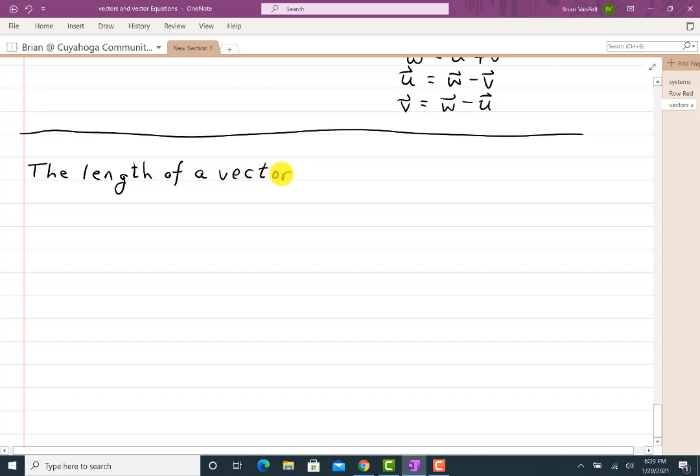The next topic is the length of a vector. How long is it? That's all we're asking in this situation. And you may not know this, but if I look at the absolute value of a number, did you know that it's equal to the square root of r squared? Did you know that? A lot of students don't know that. But even so, now you do if you didn't.